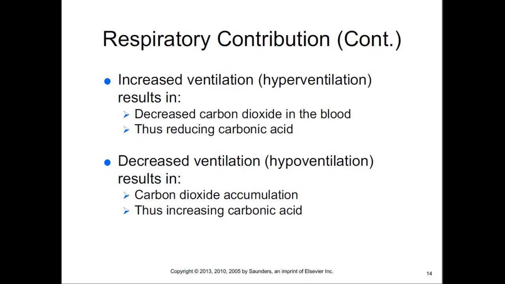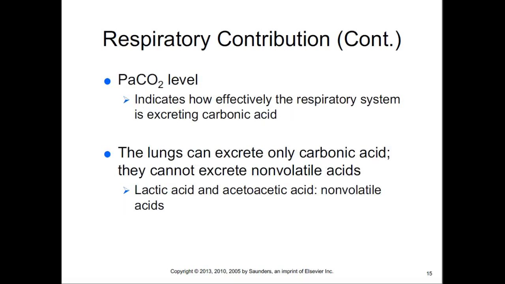Remember, normal respiratory rate is somewhere between 12 and 18 respirations per minute. And so anything below 12 would be hypoventilation. So if you hypoventilate, then carbonic acid is allowed to accumulate, and remember, that becomes the reactant, and your carbonic acid and hydrogen ion become your products. Right? So your carbon dioxide level indicates how effectively the respiratory system is excreting our carbonic acid.